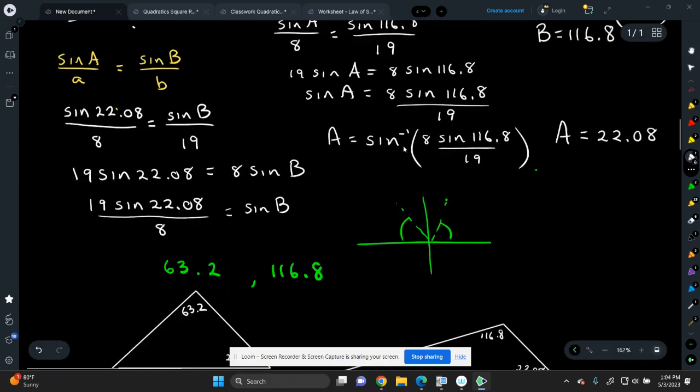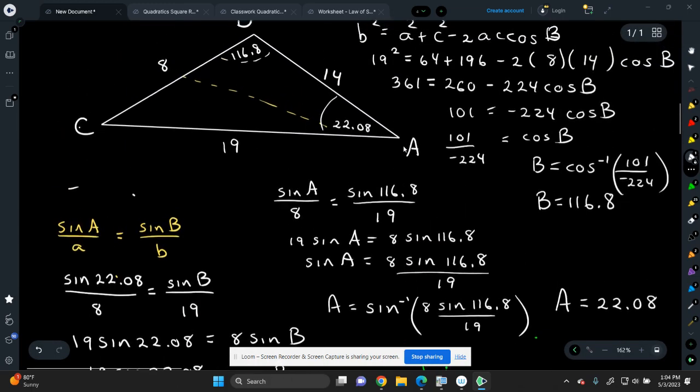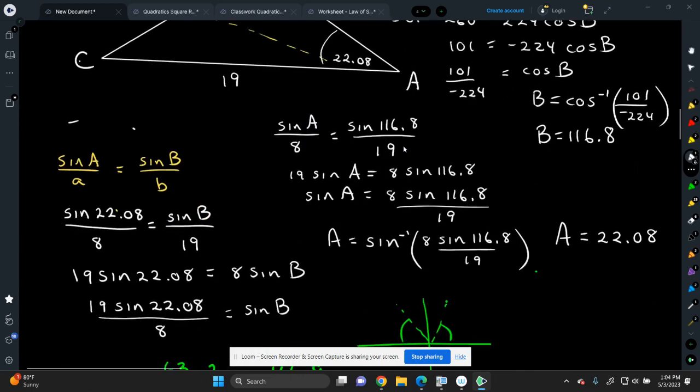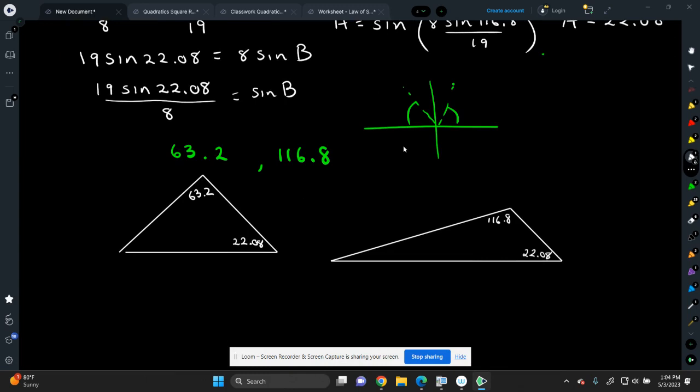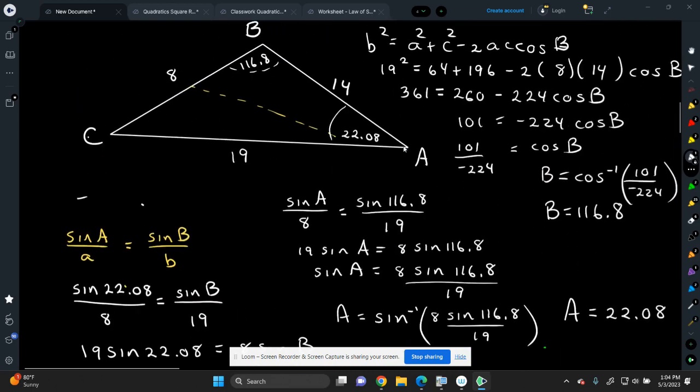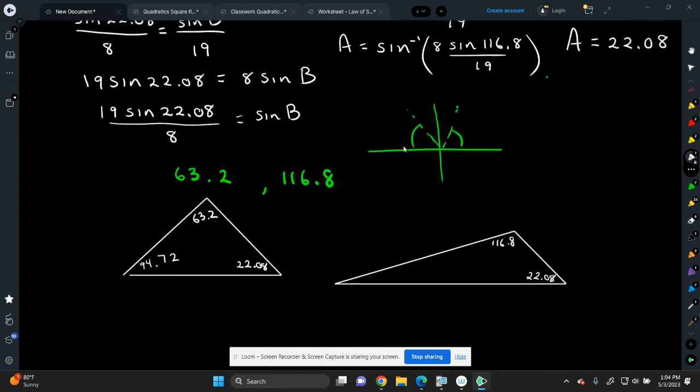So let's consider these two triangles, right? So here's the situation. What's the third angle going to be over here? It's going to be 180 minus 63.2 minus 22.08, which gives us 94.72. Obviously, this is not drawn to scale. Okay, now look at the sides. 8, 14, 19.